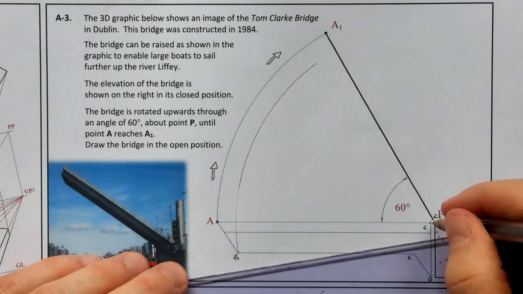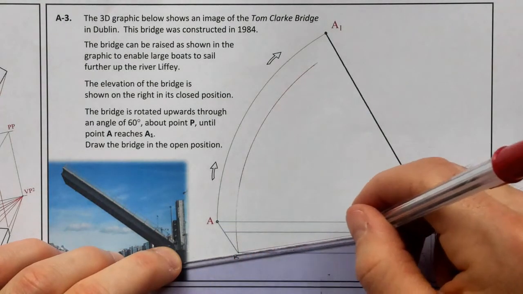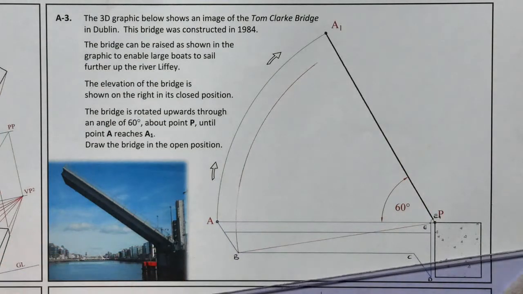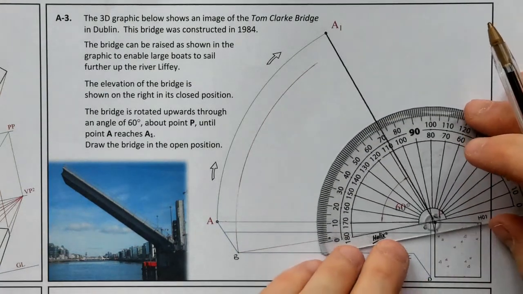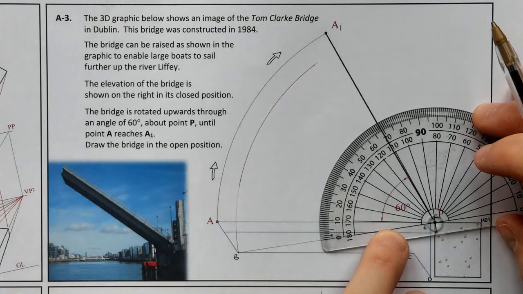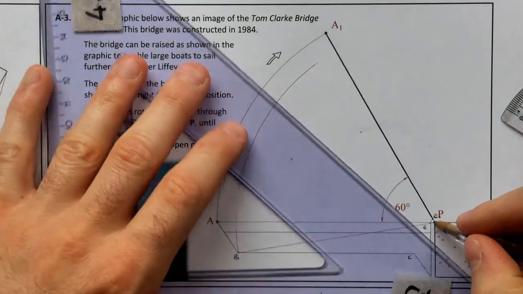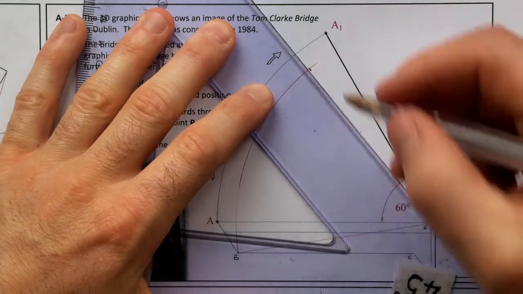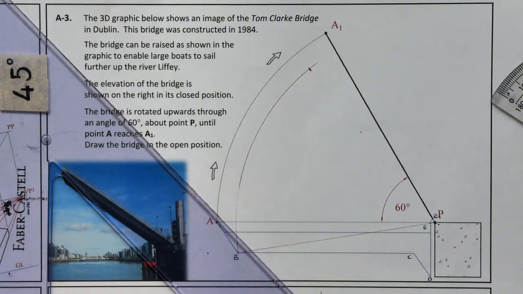So from P to B, I could do this one like that, and then using a protractor, which I'll just grab here now, with my point on P, I could measure 60 degrees like that there, and then by connecting a line I would mark it right there, and that will actually give me the position of B. Okay, and that's one way I could do it.